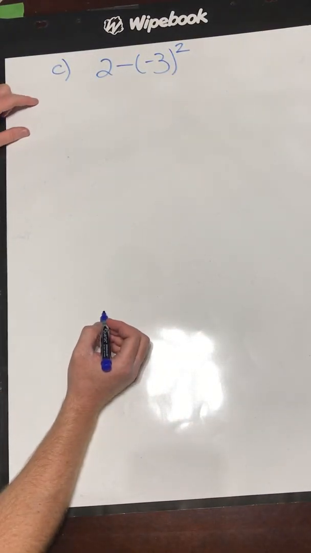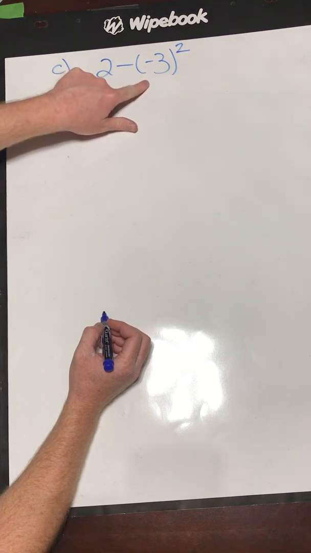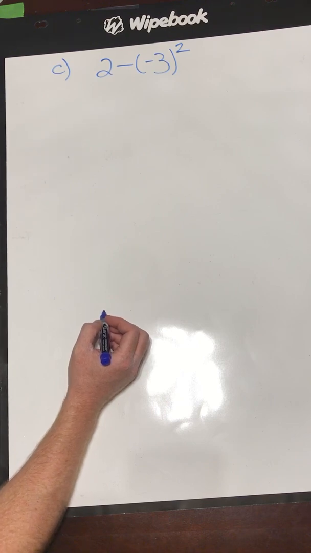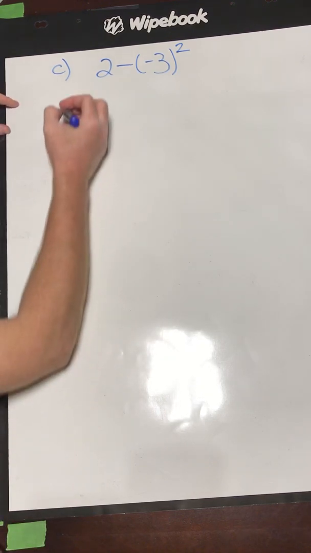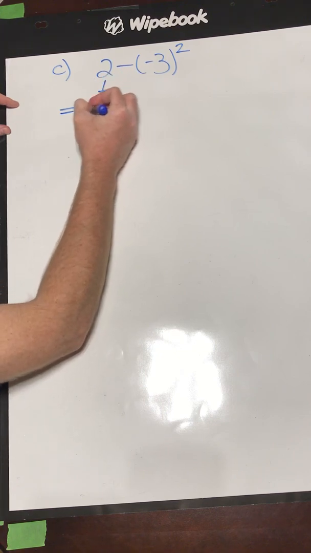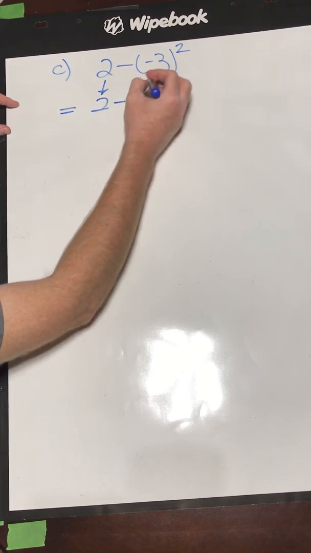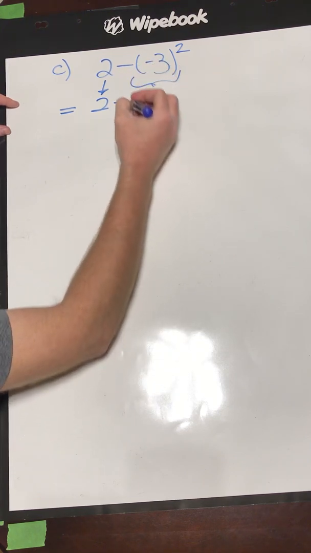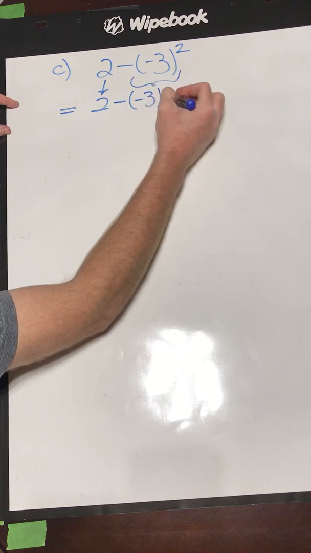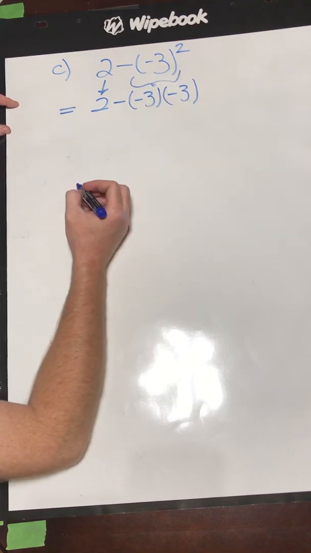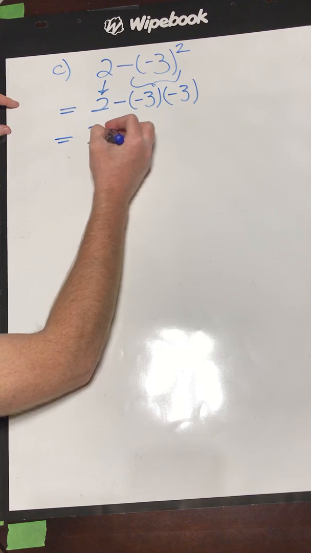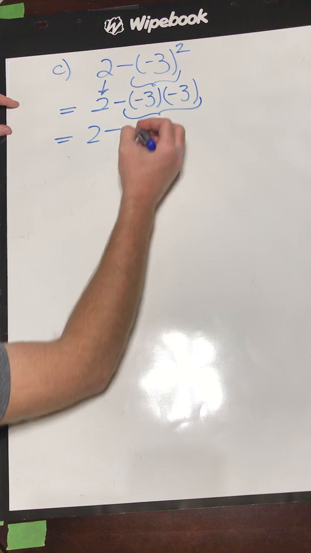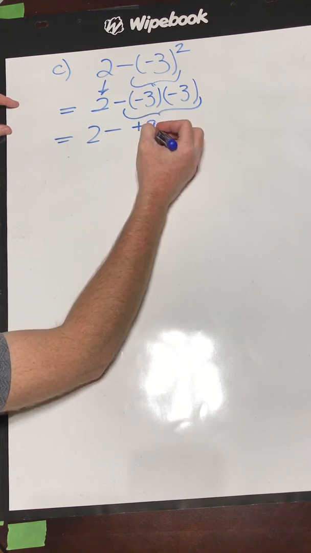The next example that I have is 2 minus negative 3 squared. All right, go through my BEDMAS rules. Do I have any brackets? No. Do I have any exponents? Yes. So this 2 comes down as well as the minus sign, and I have negative 3 squared, which is the exponent, which I can write as negative 3 times negative 3. Okay, and I'm going to continue working on my exponents here, and negative 3 times negative 3 is positive 9.